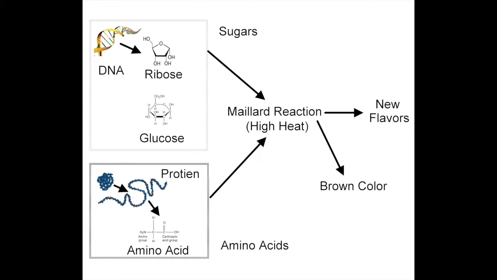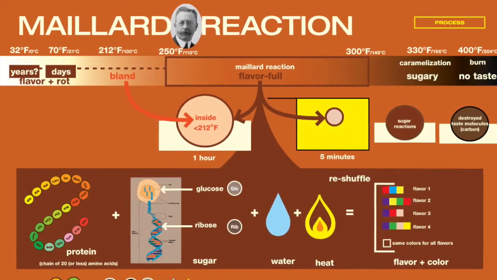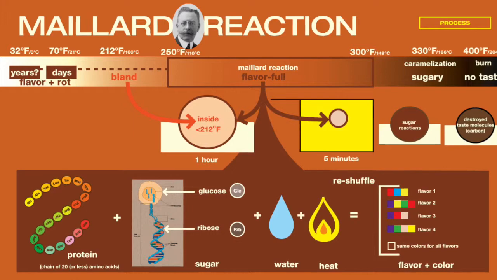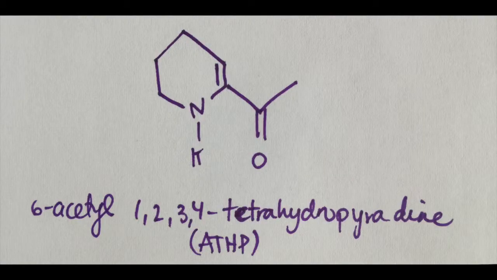Because a Maillard reaction causes browning, it is often referred to by chemists as non-enzymatic browning, because it only involves amino acids making new bonds with carbohydrates. The specific molecules formed depend on the temperature of the reaction and the type of amino acids and carbohydrates present. The most common bread compound produced by the Maillard reaction is 6-acetyl-1,2,3,4-tetrahydropyridine, called ATHP for short, and causes bread to have its distinct bready smell.